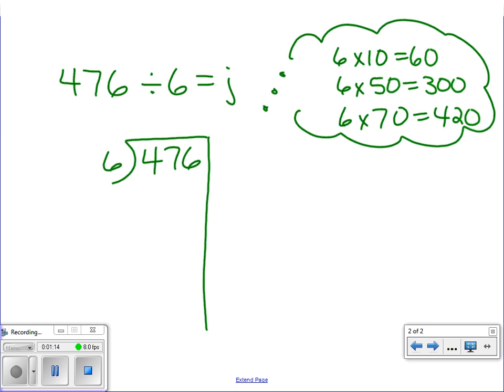So I always like to separate my thinking section from my work section. So here I'm going to put my 70 groups, and I like to circle it again to be organized in my thinking so that I can identify that 70 later on. 70 groups of 6, I already know from my thinking, is 420. And now I want to see how many jelly beans I would have left after I took out those 70 groups of 6. So I subtract, and I have 56 jelly beans left.